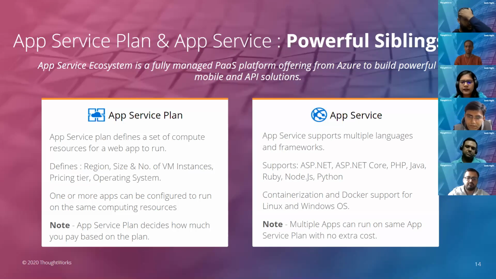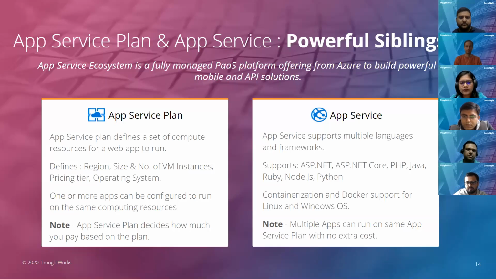In app services we have support for multiple languages. Azure App Service supports ASP.NET, ASP.NET Core, PHP, Java, Ruby, Python, Node.js. So it supports multiple languages and multiple frameworks. App services also has support for Docker and containerization over Linux as well as Windows OS. So we can go with either Linux based or Windows based. Azure App Service has support for both OS, Windows and Linux. And again, we can run multiple apps on the same app service plan with no extra cost. So we pay for the app service plan, we do not pay for the app services running on the app service plan.